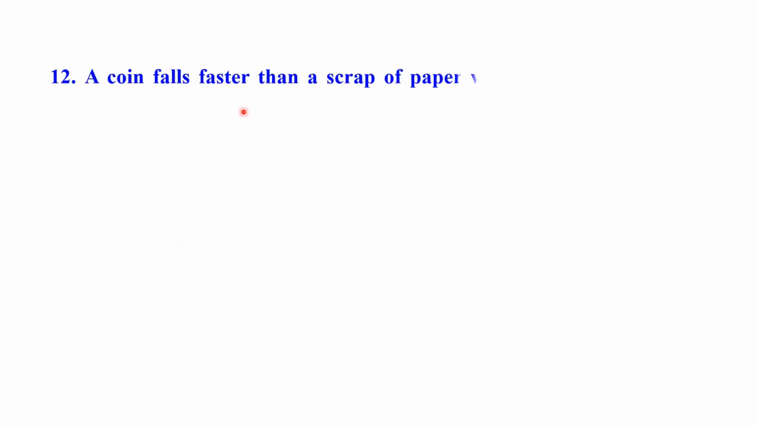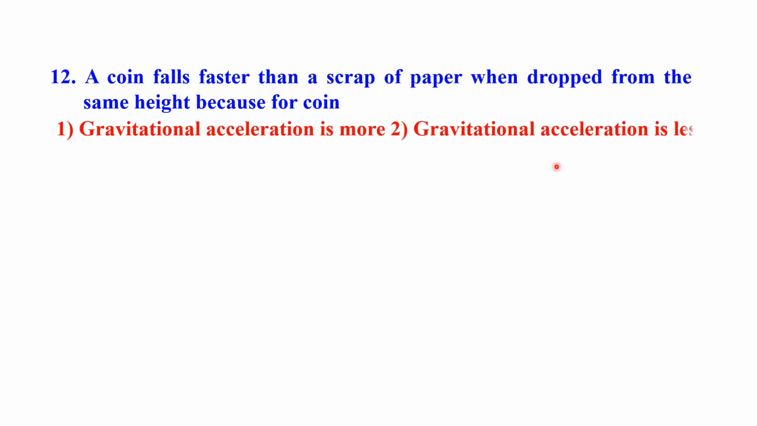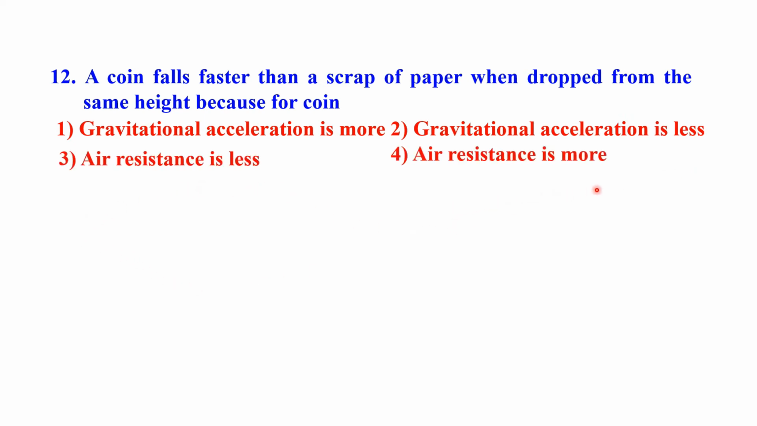A coin falls faster than a scrap of paper when dropped from the same height because for the coin gravitational acceleration is more, gravitational acceleration is less, air resistance is less, air resistance is more. Here we are dropping a coin and a scrap of paper from the same height. In these four options, which one is correct? Let us go to the solution.